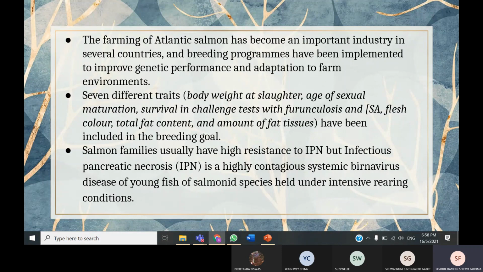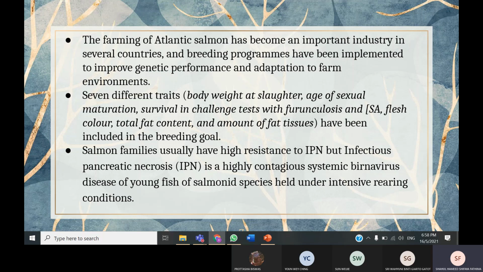Background. The farming of Atlantic salmon has become an important industry in several countries, and breeding programs have been implemented to improve genetic performance and adaptation to farming environments. Seven different traits, which are body weight at slaughter, age of sexual maturation, survival in challenge tests with furunculosis, flesh color, total fat content, and amount of fat tissues, have been included in the breeding goals. These are the main traits that the breeding goals normally focus on.